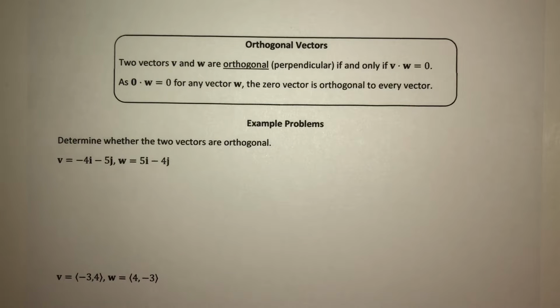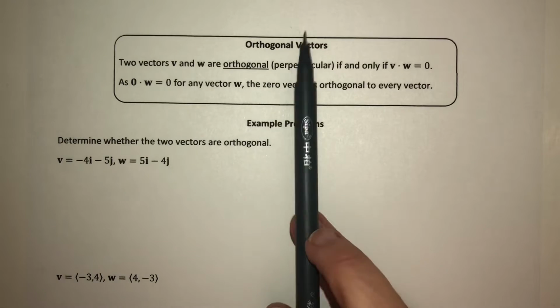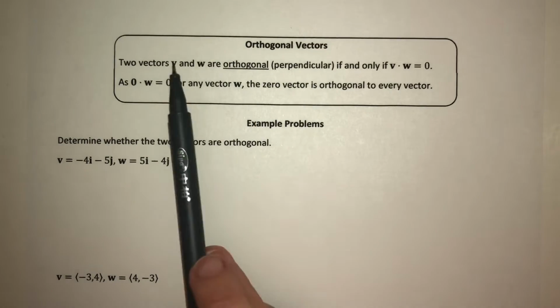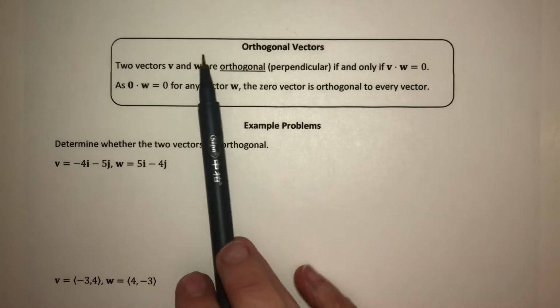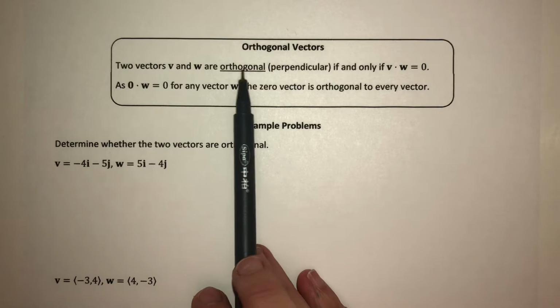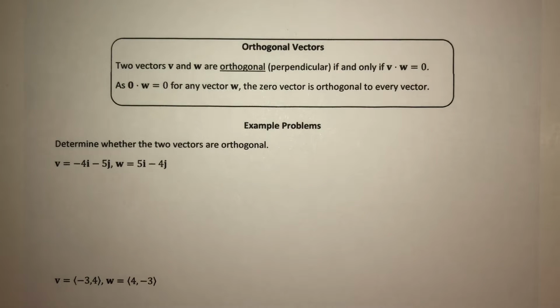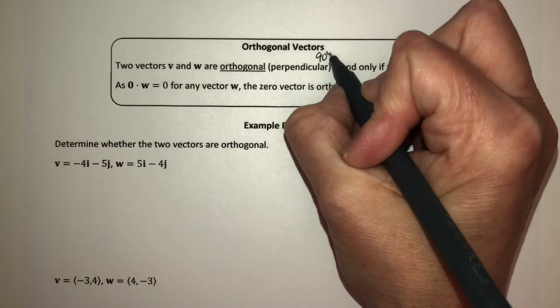This is part 4 of section 6.5. Let's talk about orthogonal vectors. Two vectors v and w are orthogonal, and this is an extension of the idea of being perpendicular. Perpendicular meaning a 90-degree angle.